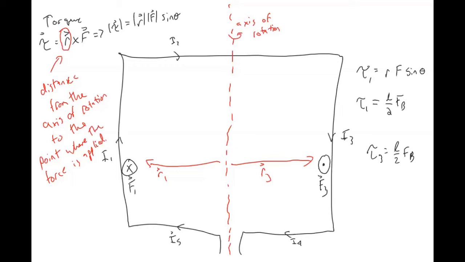Now we use the right-hand rule to figure out what direction that torque is in. For force one, R points to the left, and the magnetic force is into the board. So we would get a torque that points downward. And for force three, R3 points to the right, and the force three is coming out of the board. So you would again get a torque that points downward. Downward is the negative J hat direction.